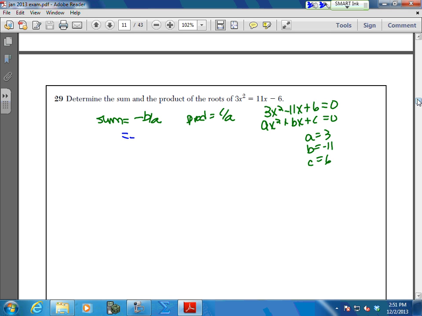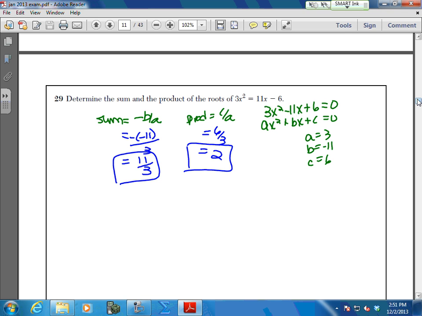A negative of a negative over 3 gives you 11 over 3. Product is C over A, 6 over 3. There's your answer. That's all they're looking for, sum and product. If you forget those two little formulas, you're going to have to do the quadratic equation on this, find your roots, and then you're going to have to work it through. Actually, that's probably factorable. 9 and 16, it looks like it's factorable. So you could factor that and then find your roots.